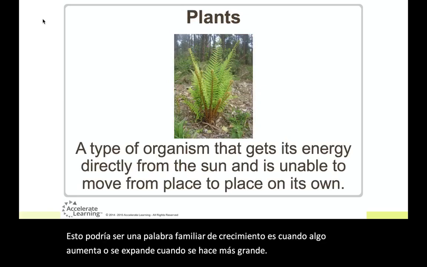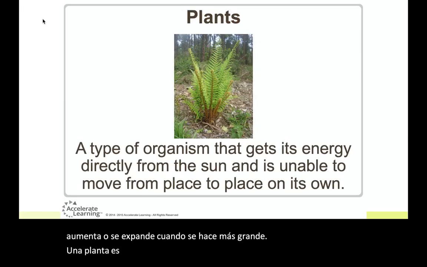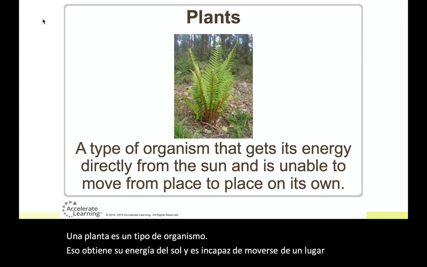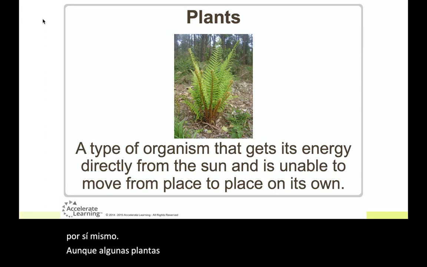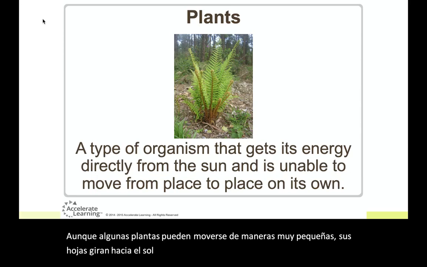Plants. A plant is a type of organism that gets its energy from the sun and is unable to move from place to place on its own. Although some plants can move in very small ways, turn their leaves towards the sun or their flowers, they really can't move the way that animals or insects can move.